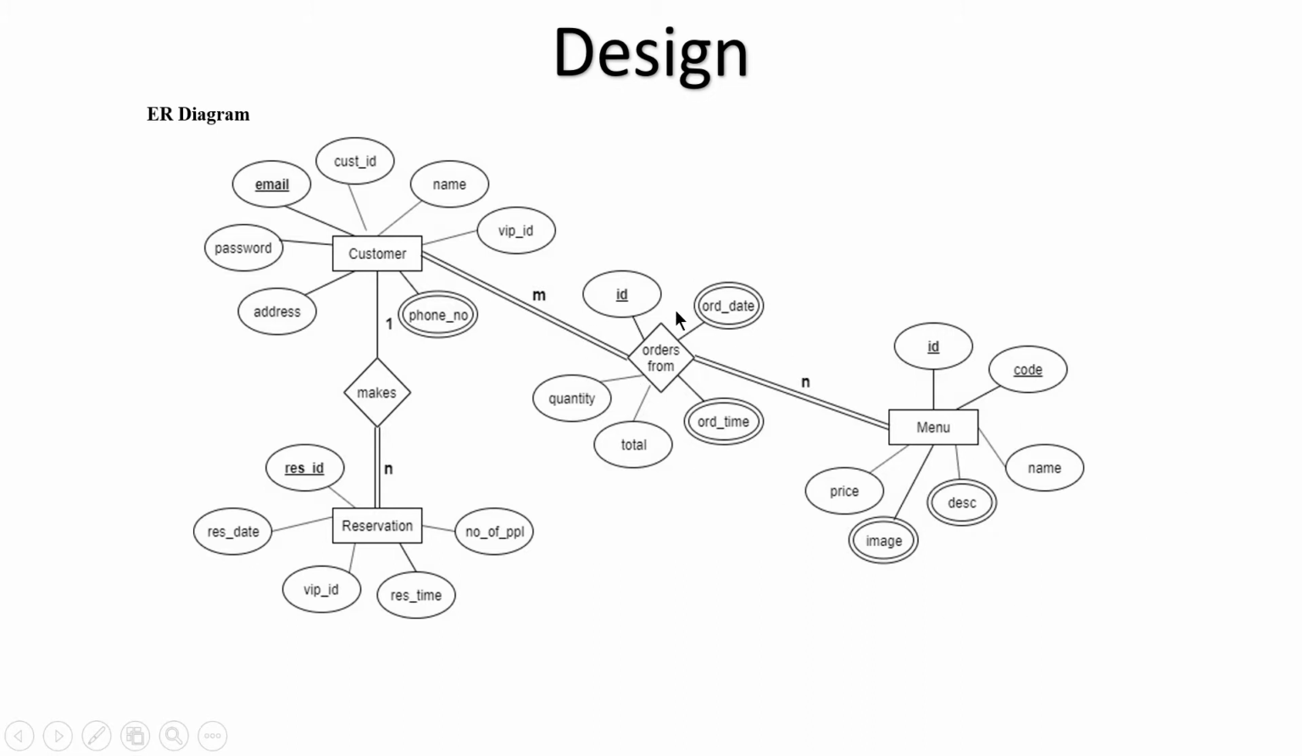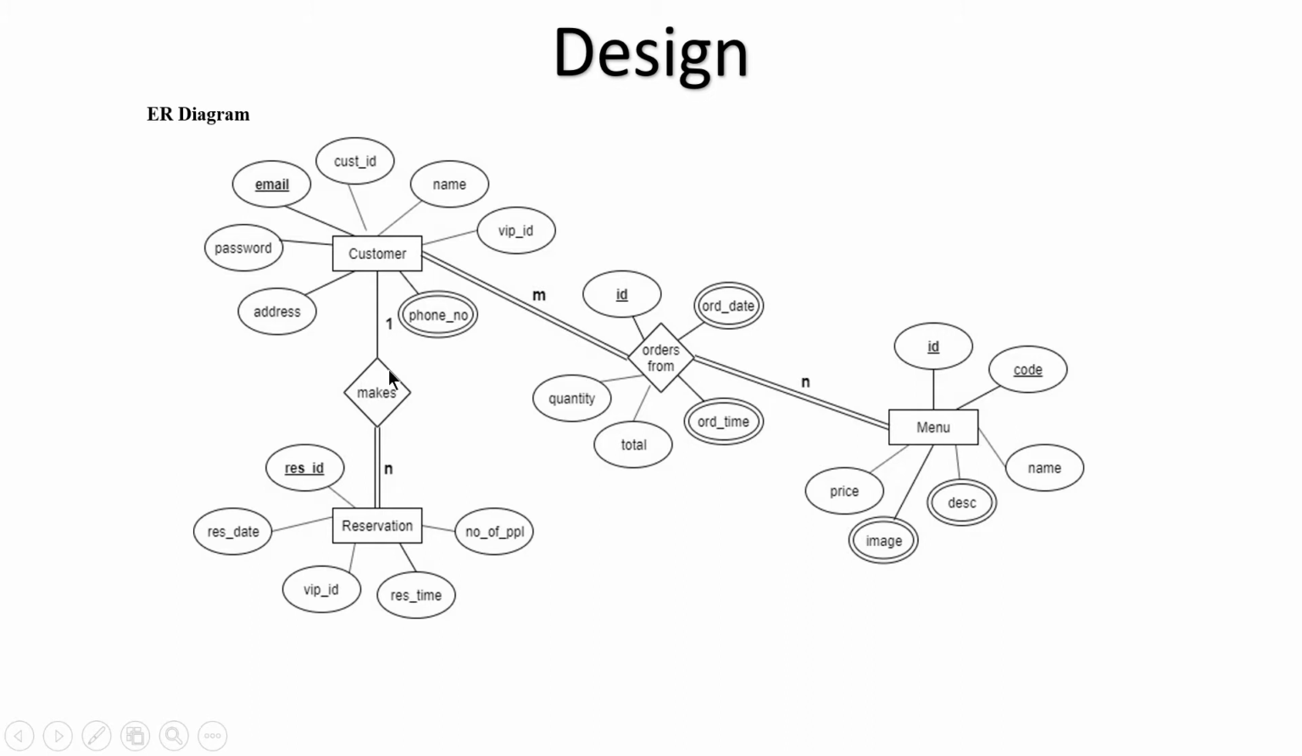Orders from is a relation, a table which consists of ID as the primary key, quantity, total, order time, and order date. Order time and order date are weak attributes of the table orders. So the customer orders from menu. The customer has to order from menu. Customer cannot be ordering from somewhere else. So it's total participation in both ways. And many customers can order different items from the menu. So there's an M is to N cardinality ratio.